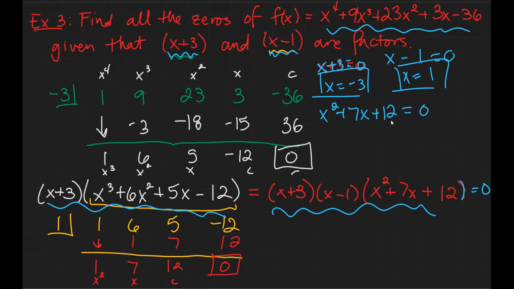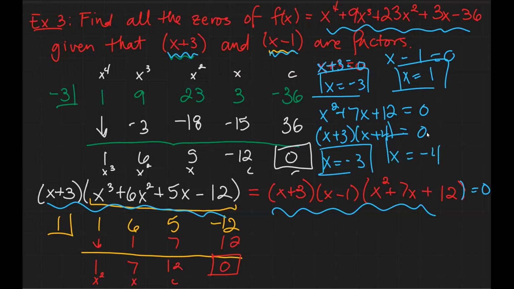And can we factor this? Factors of 12 that add up to 7? Oh yeah, this is going to be x plus 3, x plus 4, because 3 plus 4 is 7. So then we set these equal to 0. We can get x equals -3 and x equals -4.